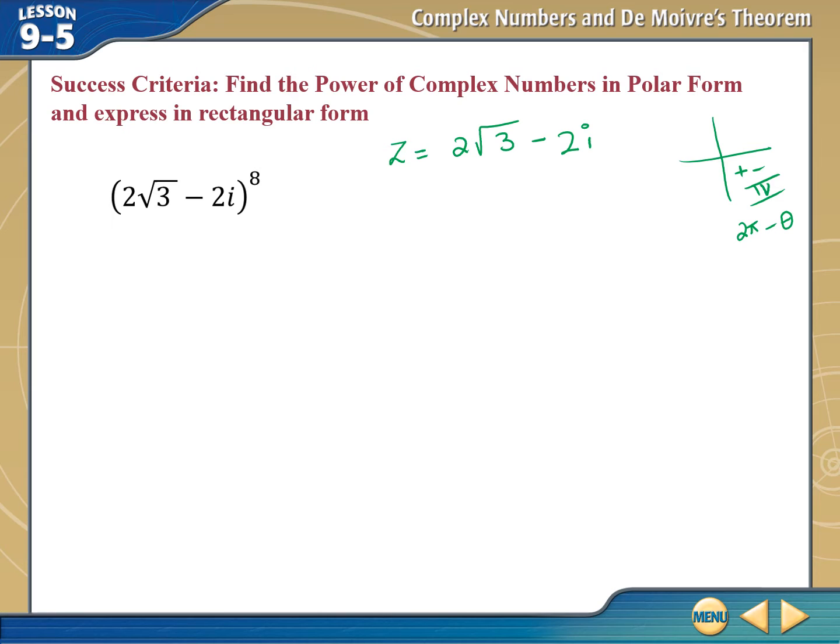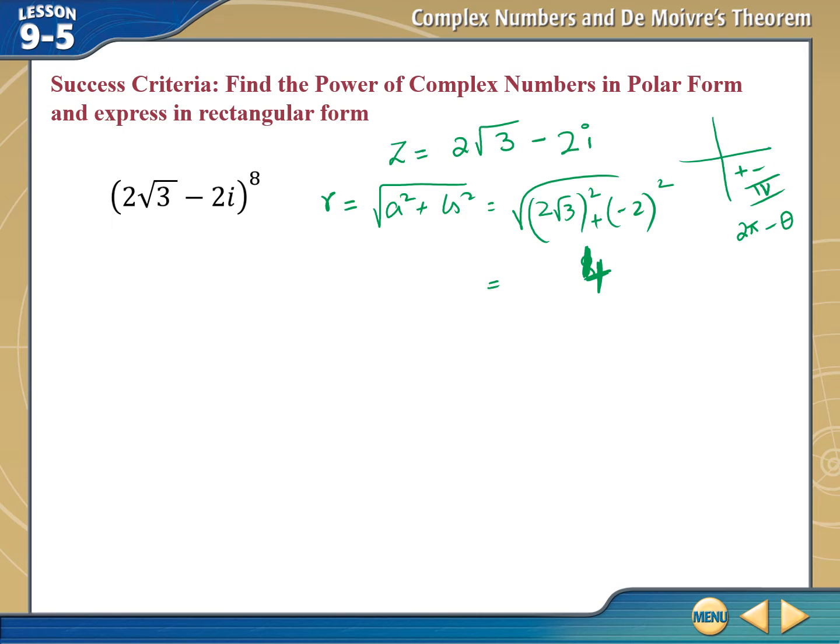And here, now find out first of all the r. For the r, we have the formula square root of a squared plus b squared, and it will give you (2 square root of 3) whole squared plus (minus 2) whole squared. So it will give you 4 times 3, 12, plus 4, 16. So the whole thing equals 4.